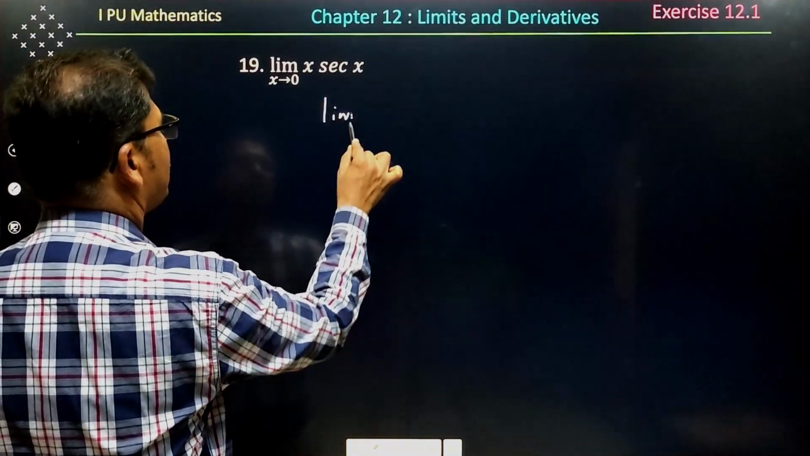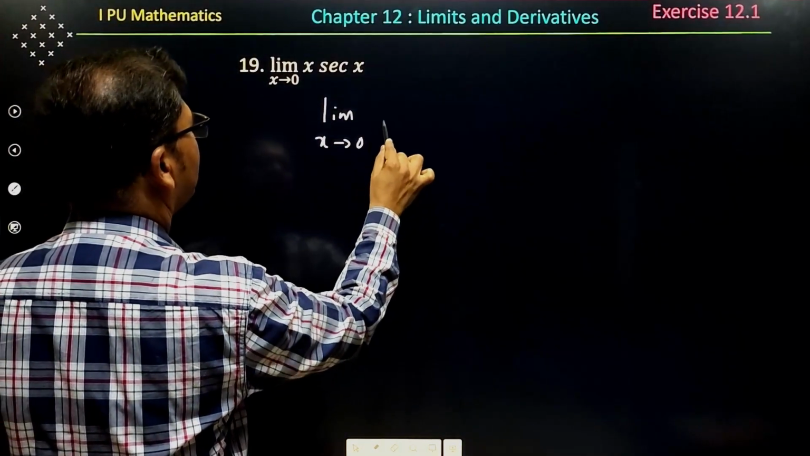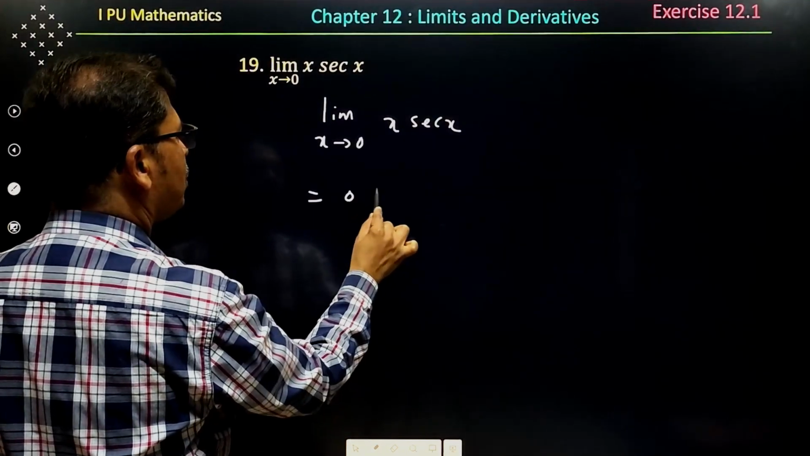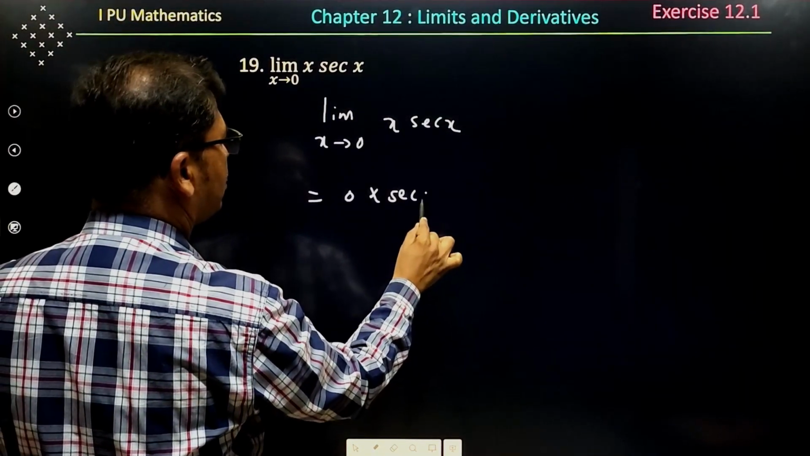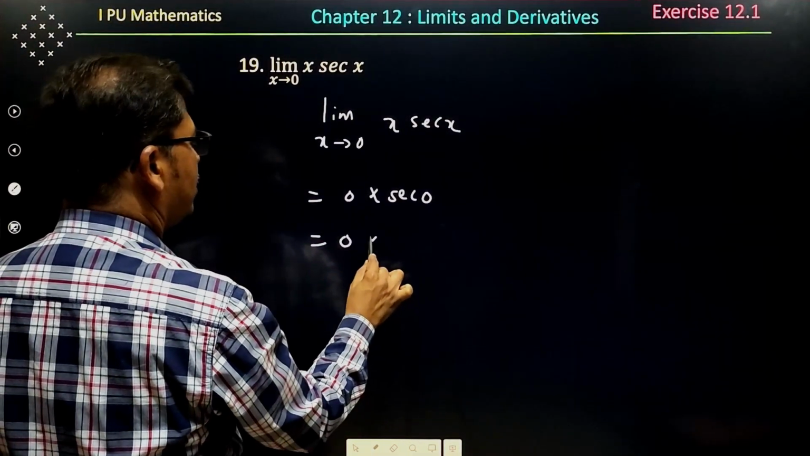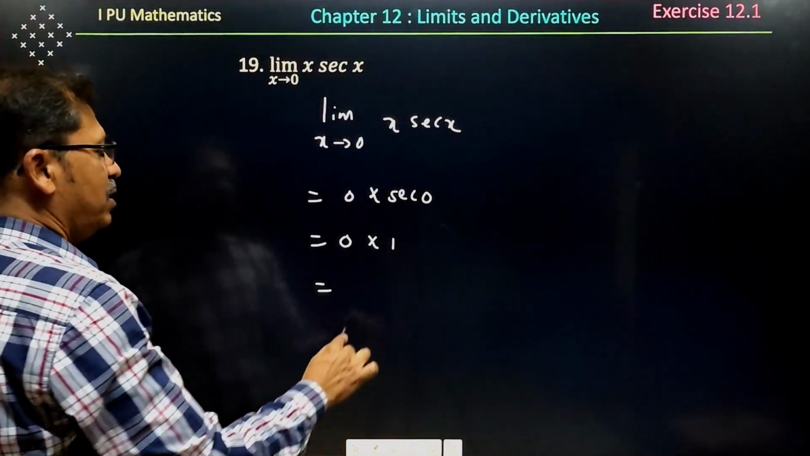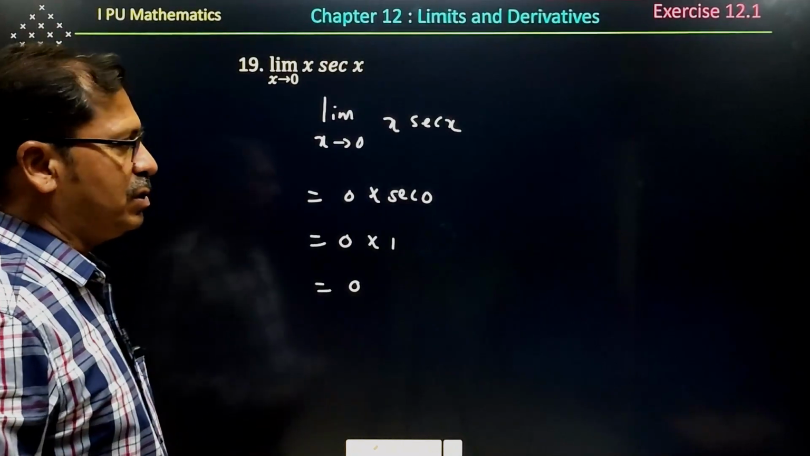Limit x tends to 0, x into sec x. This is equal to 0 into sec 0. Sec 0 value is 1. 0 into 1 is definitely a finite value. 0 we will get here. So 0 is the answer for this question.